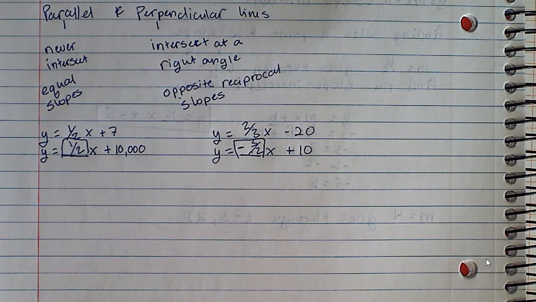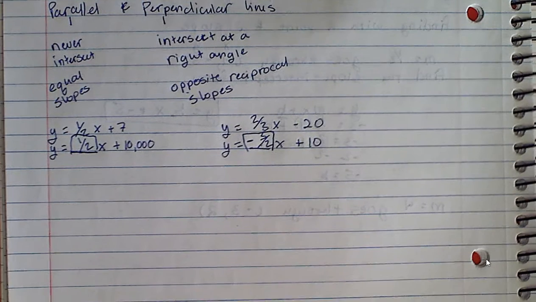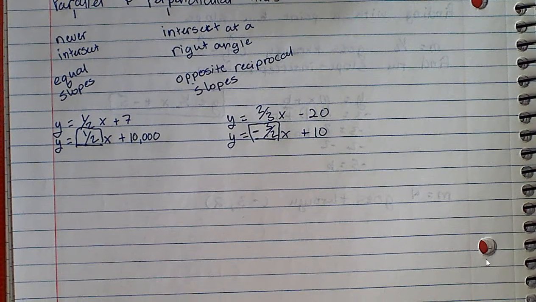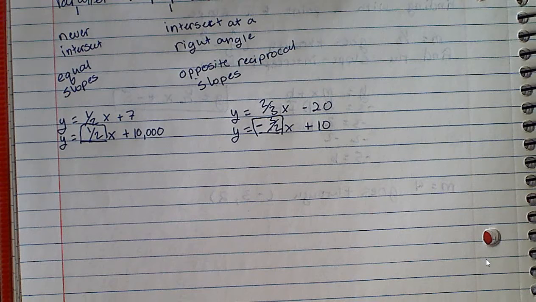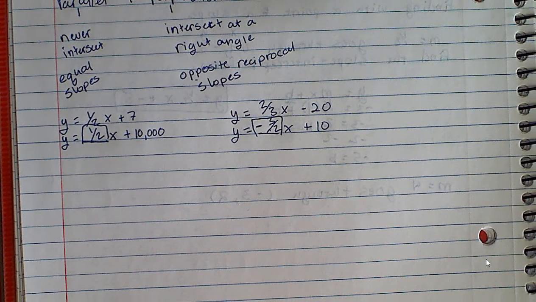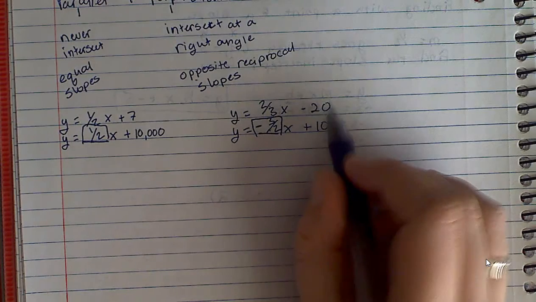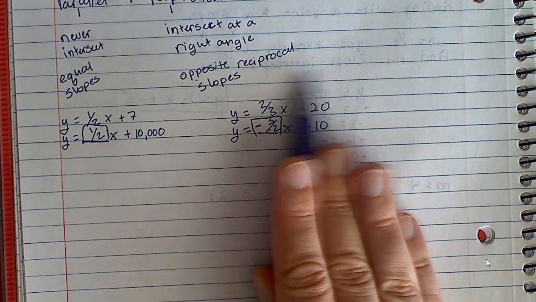How would you know if it's a parallel solution or perpendicular? Because the problem's going to tell you if you're looking for something parallel or perpendicular. Because the 20 is negative? It doesn't matter about this. This number that's back here doesn't make any difference.